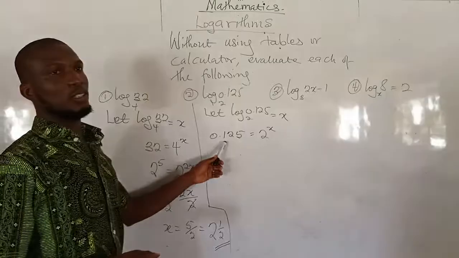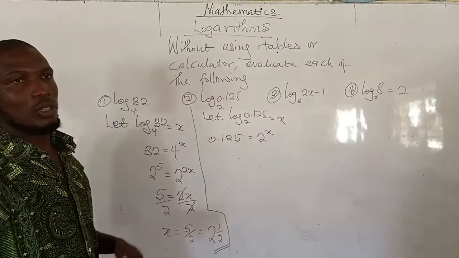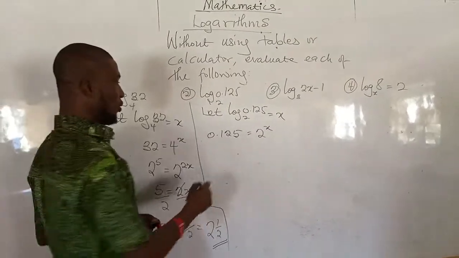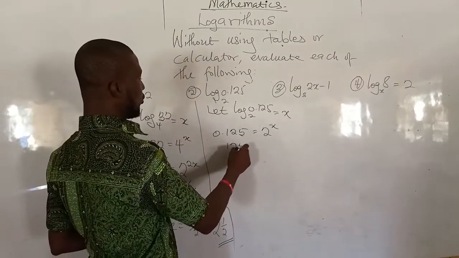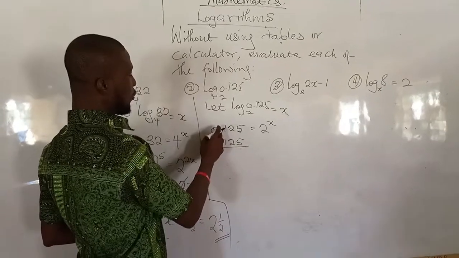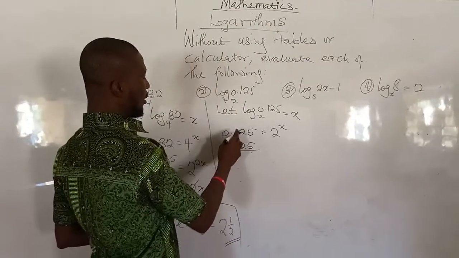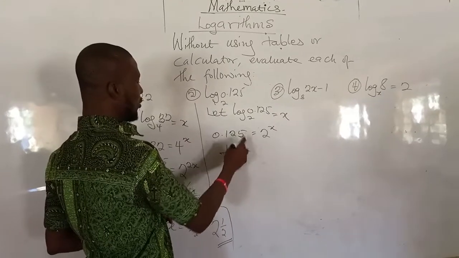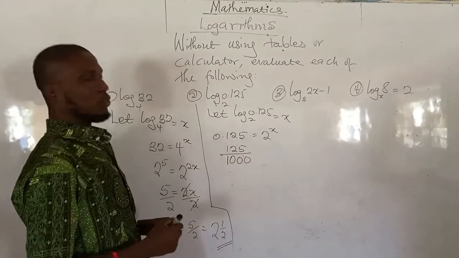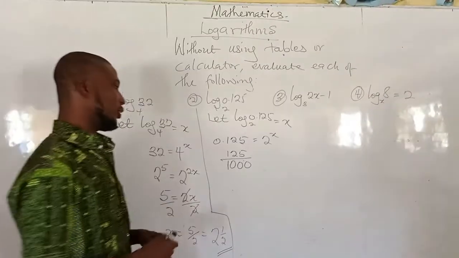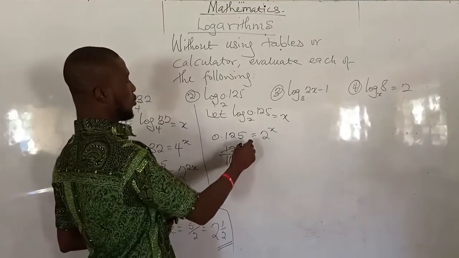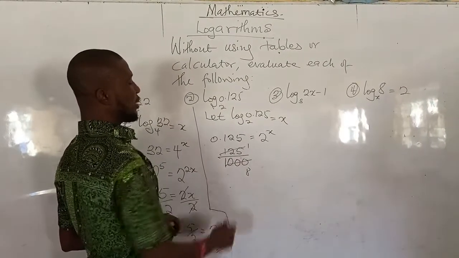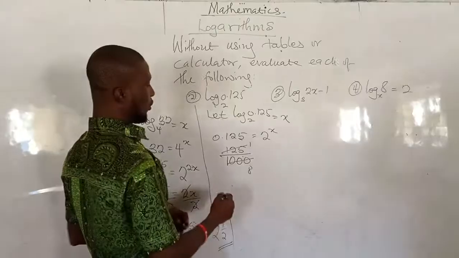And we have to change this to a common fraction. So we write our 125 here. After the point we bring 1, then for each of the numbers we bring 0. Here we bring 0, here we bring 0. So that will give us 125 over 1000. This one will go into this one 8 times. We want to reduce it.